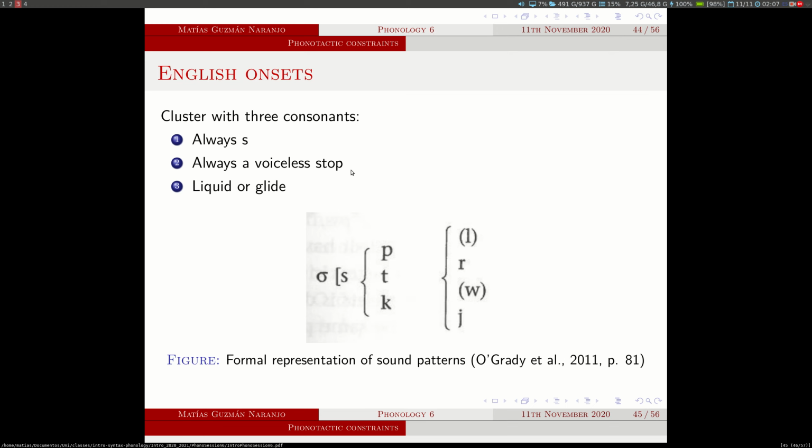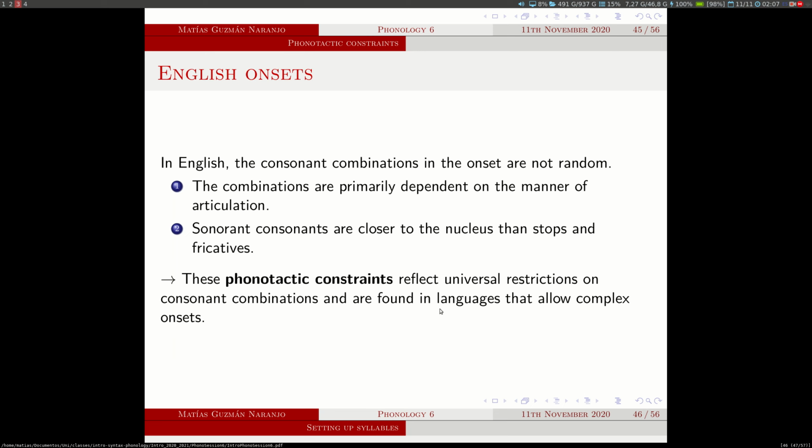Okay. This is basically writing what I just mentioned before in a more formal fashion. So if you start with an S, you have an alternative of p, t and k, and l and w are disallowed. So again, in English, the consonant combinations are not random. There are some clear constraints on manner of articulation, and sonorant consonants tend to be closer to the nucleus than stops and fricatives.